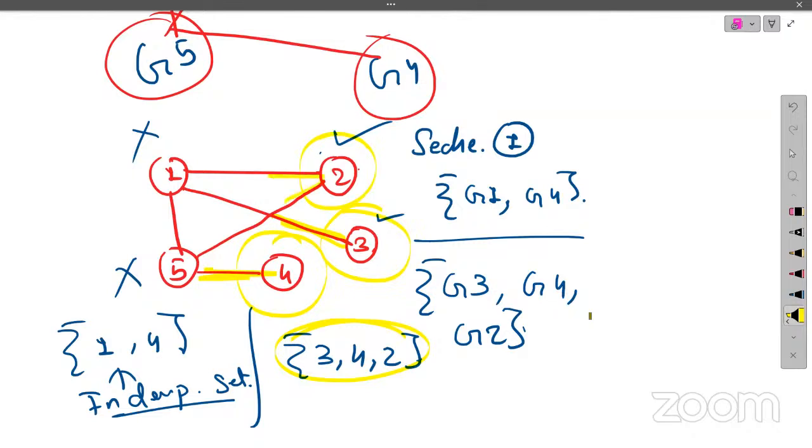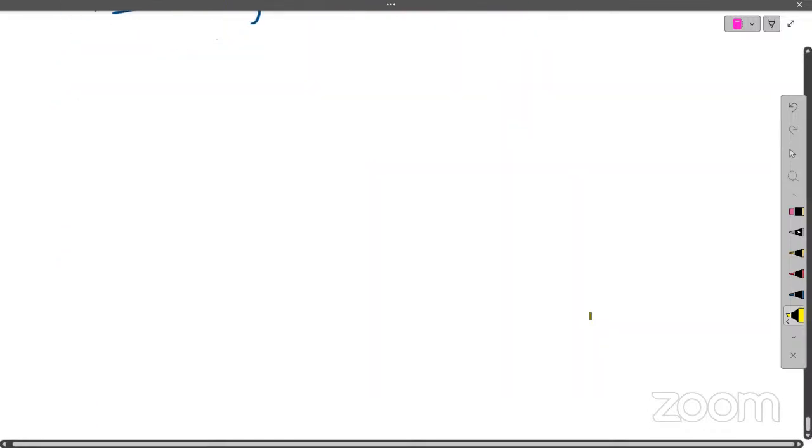So whenever you want to form a maximal independent set, try to find vertices which are associated with the minimum number of edges. So for example, 3, 2, and 5. Because if I take 1, then I have to discard these 3 vertices. Correct? Okay. So now let's do one more example.